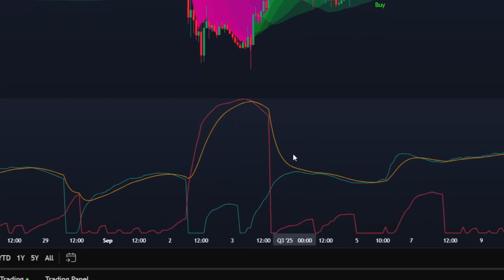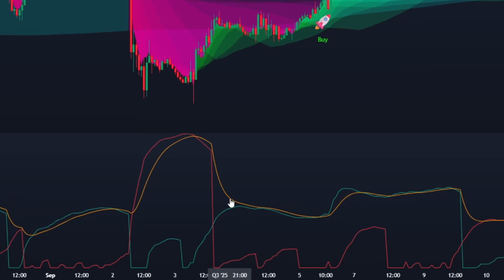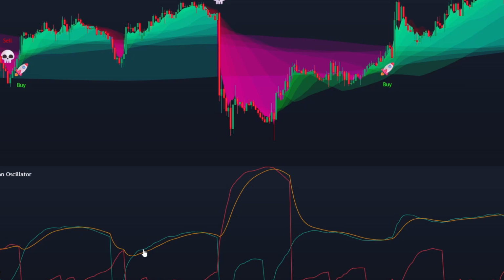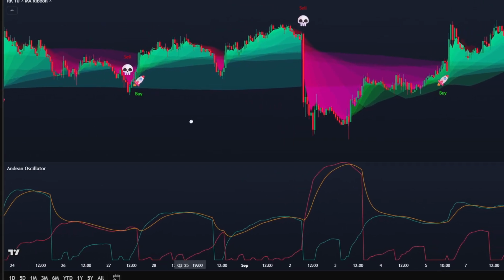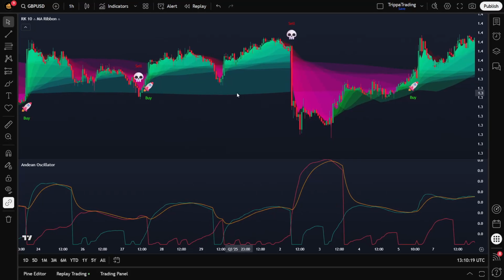The way it works is simple. When the orange line is above both green and red, it means the market is flat, non-trending. When the green line is on top, buyers are in control. When the red line is on top, sellers are in control. This is the perfect filter for our ribbon.